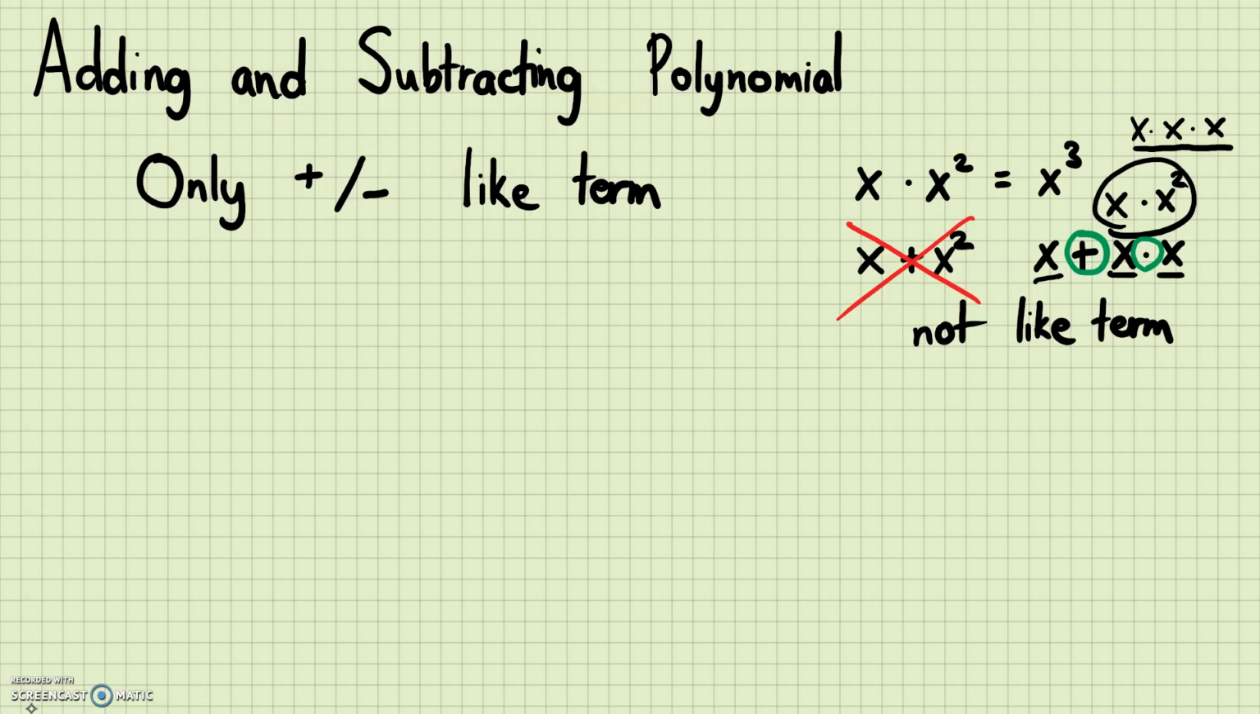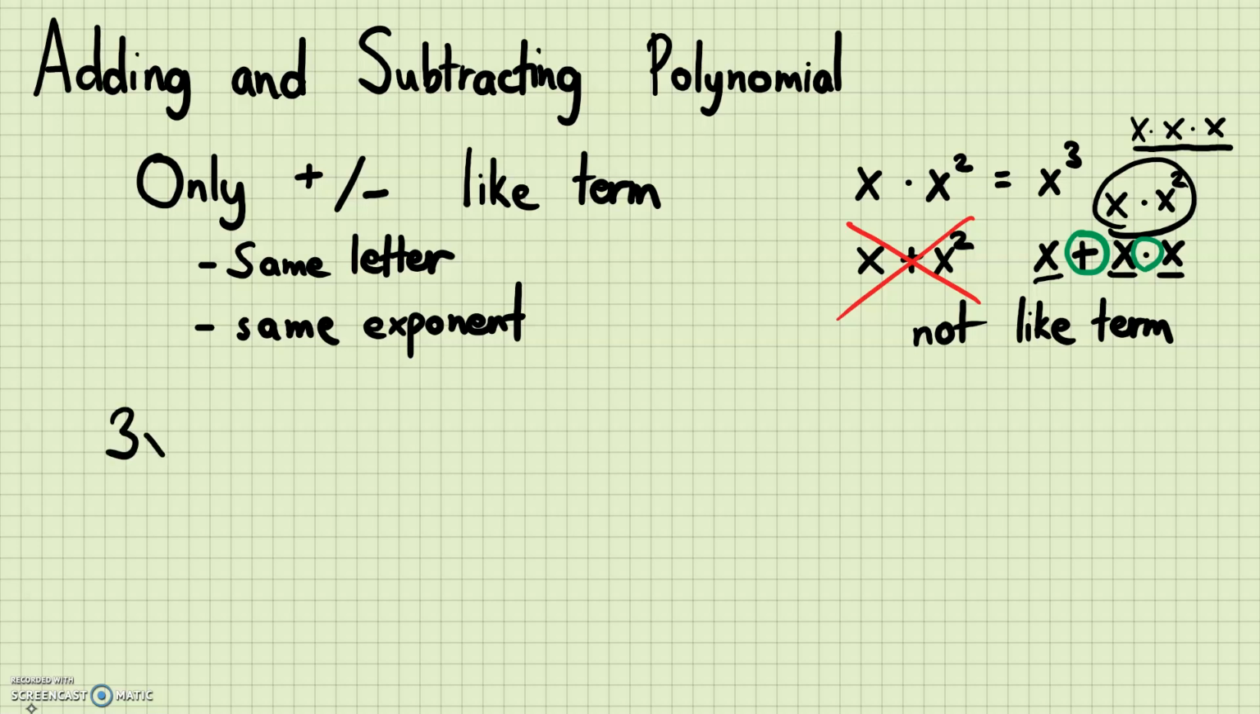So for two terms to be like terms, they need to have the same letter, and the letters need to have the same exponent. So numbers don't matter when it comes to like terms. Just look at the letter and see if they have the same letters and the same exponent. Okay, so let's do some of the examples here.